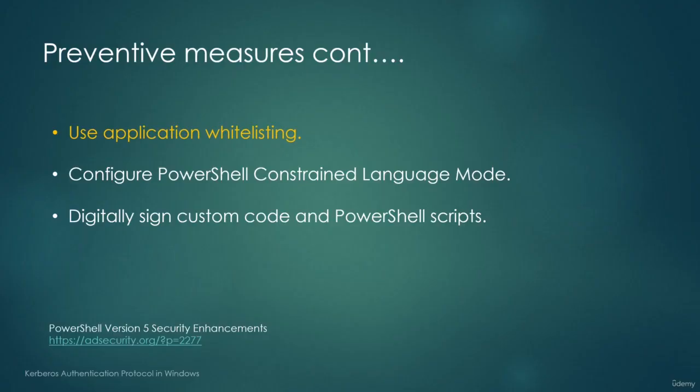Use application whitelisting to control which software is allowed to run on the hosts, such as Windows built-in AppLocker. Configure PowerShell constrained language mode, especially on clients, to limit it to basic functionality and reduce the attack surface on the system. Constrained mode is auto-enabled when PowerShell detects that AppLocker is running in allow mode. Digitally sign custom code, including PowerShell scripts. Signed scripts allowed by AppLocker policy will run in full PowerShell mode.